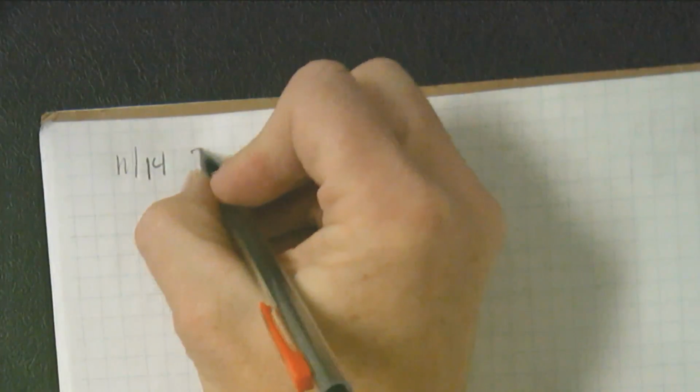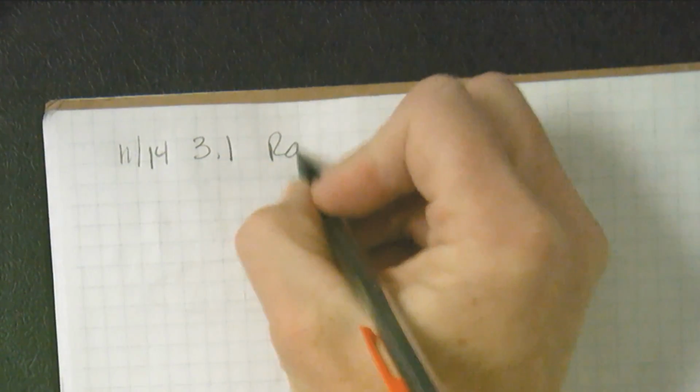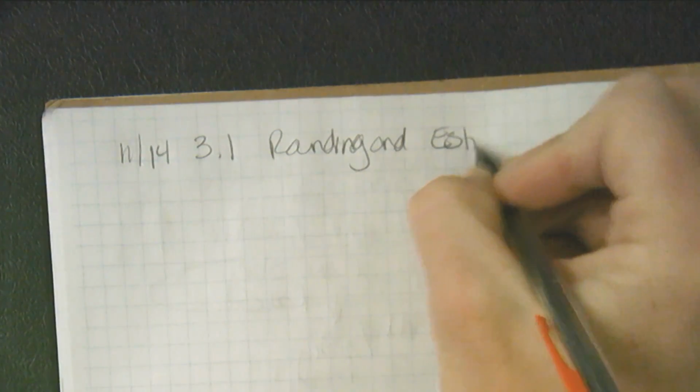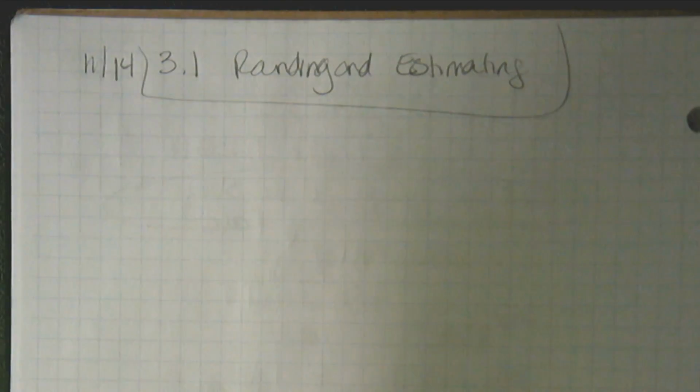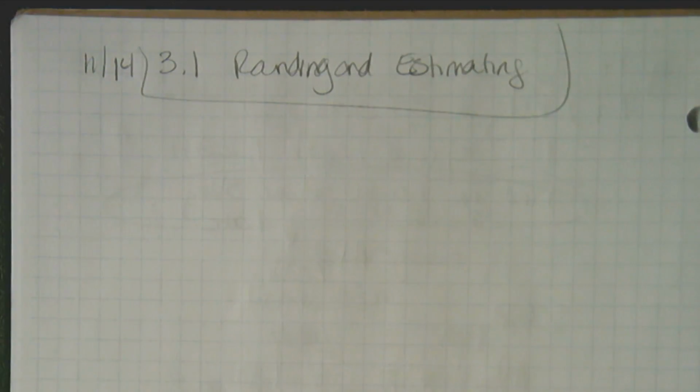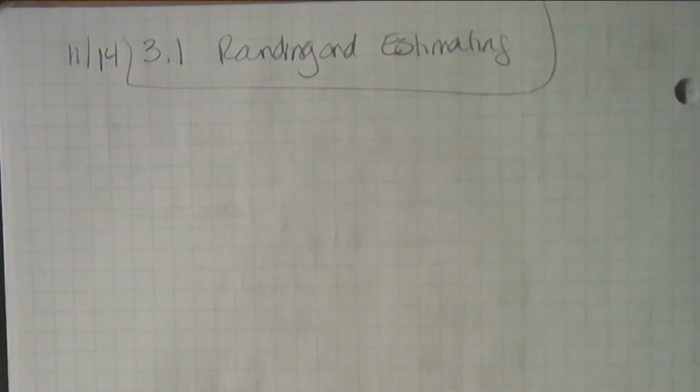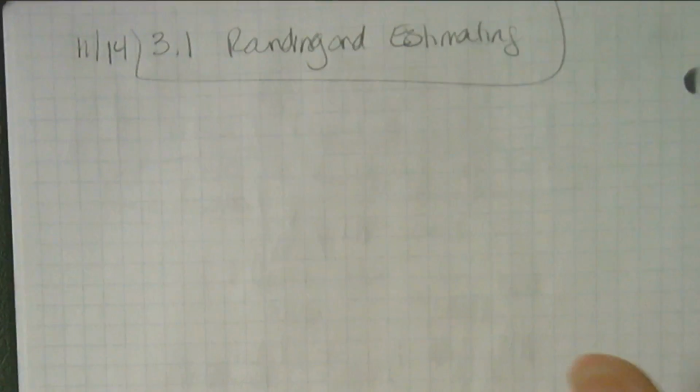All right, so we are starting chapter 3, section 1. And this is rounding and estimating. Now, I know you guys did some of this last year. All right, and in past years, I have decided not to do this. But I do feel it is a skill that's important to have, and I do feel there's an importance to reminding you and kind of reviewing how to do this.